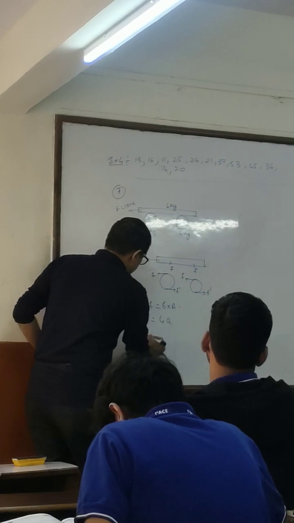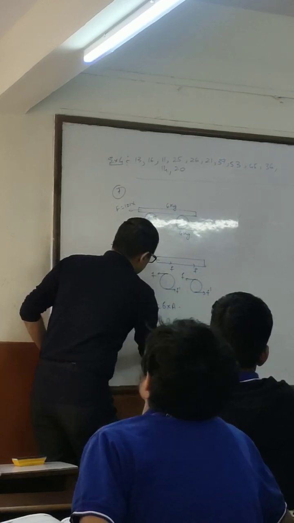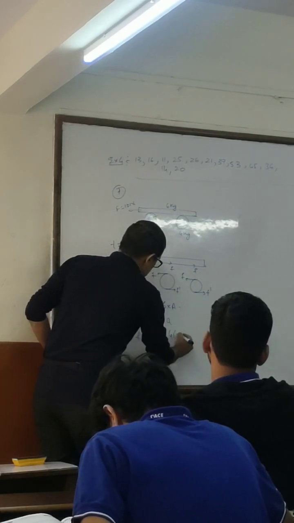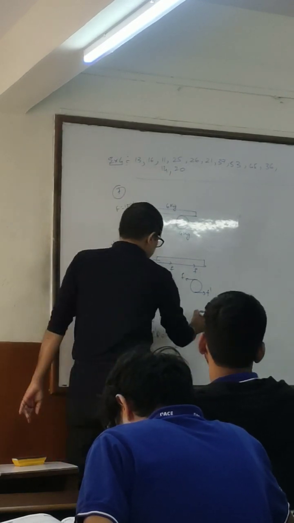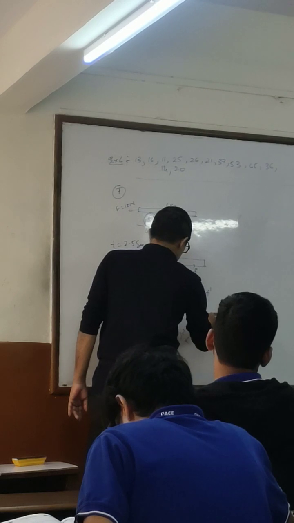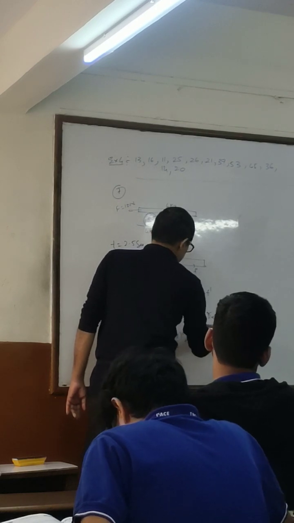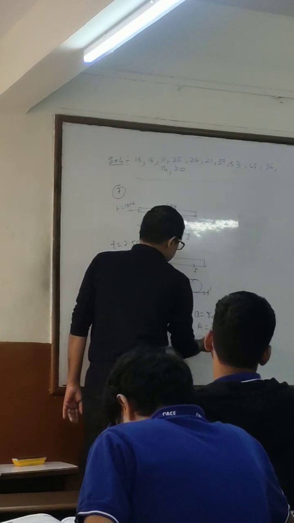F into R plus F dash into R is M R square by 2 into alpha. Then a is equal to R into alpha. Capital A is 2R into alpha.